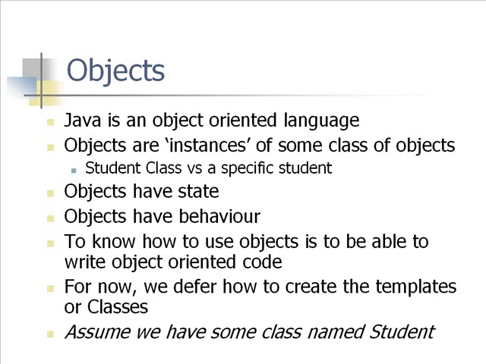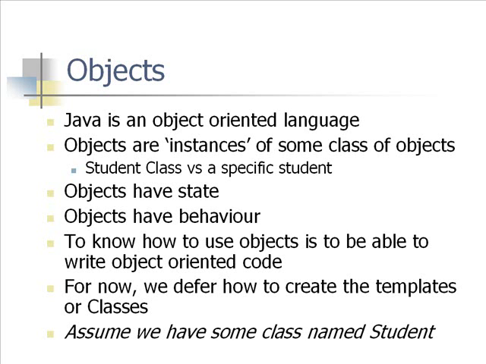Objects have state and they have behavior. State is what an object knows. For a student it could be his name, GPA, etc. And objects can have behavior. Behavior is what they can do, what we can ask of the objects.